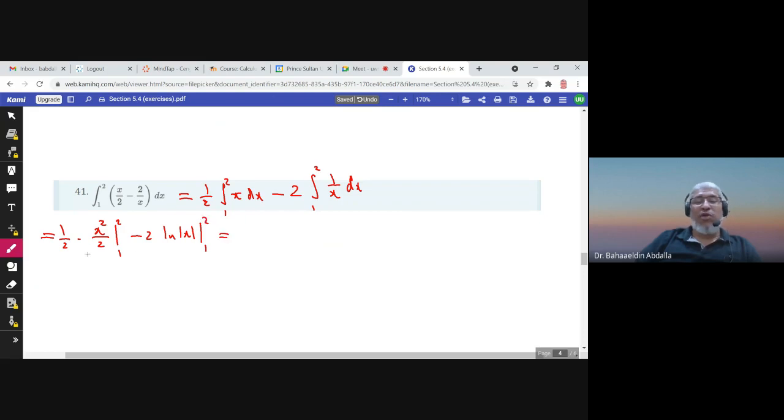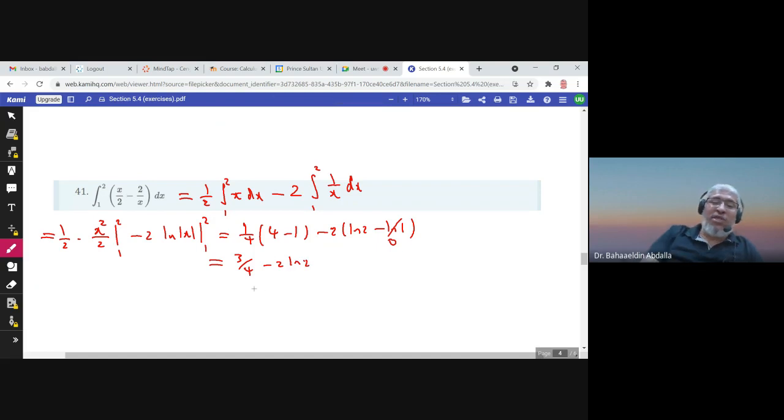So it would be equal to 1 over 4, 2 times 2, and I replace x by 2 squared, so 4 minus 1 squared, which is 1, minus 2 times ln 2 minus ln 1, and ln 1 is 0. So I will have 4 minus 1 is 3, and this is negative 2 ln 2. So that's the exact answer.